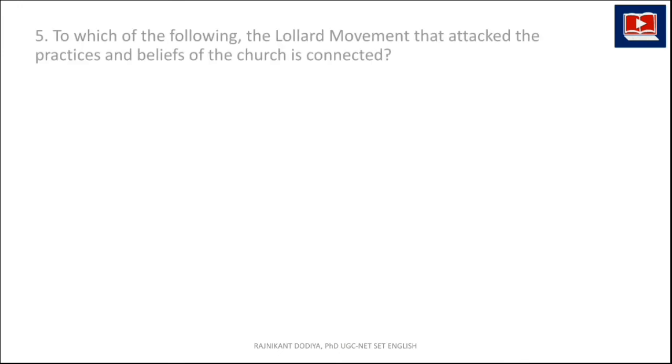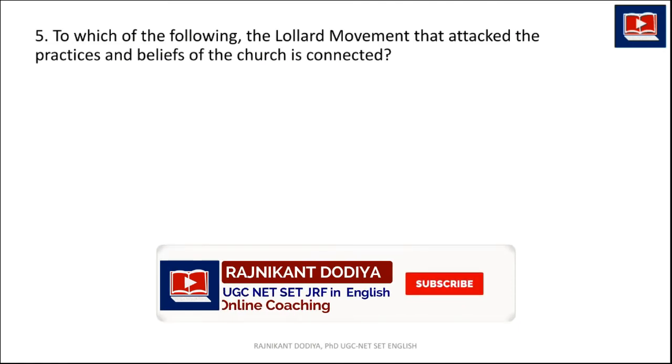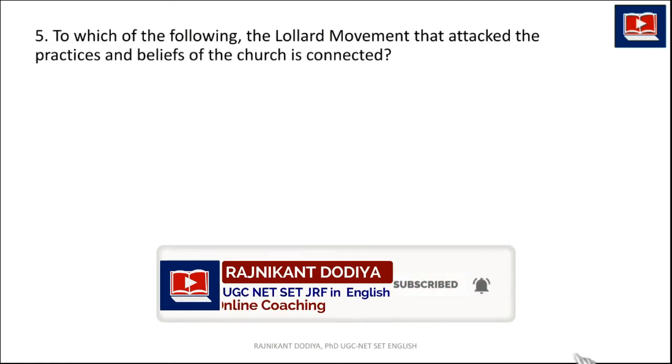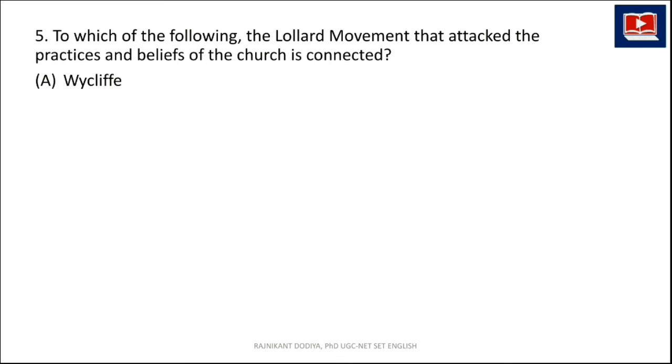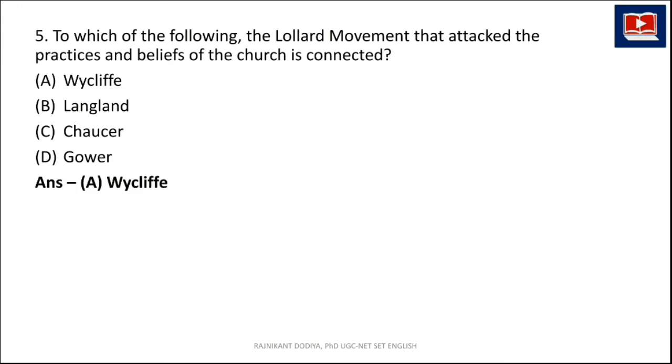The next one is, to which of the following is the Lollard Movement, that attacked the practices and beliefs of the church, connected? Yes, there was a movement called Lollard Movement, and it was connected with whom? So we have options here. A is Wycliffe, B is Langland, then Chaucer, and then Gower. So we have to find the right answer, and the right answer is A, Wycliffe. Yes, John Wycliffe is the right answer.